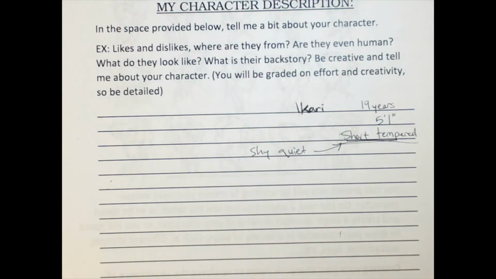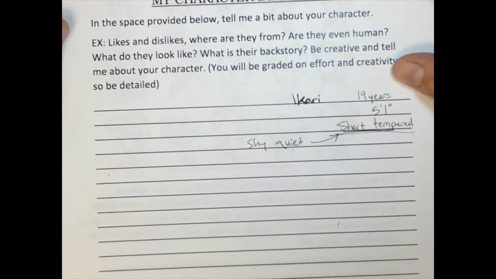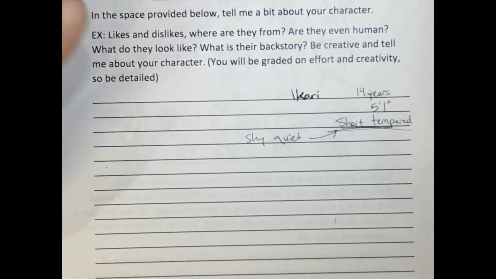So to start, my character, her name is Ikari, and she's 19 years old. She's 5'1", so she is very tiny for 19 years old. And she's very shy and quiet the majority of the time, but she has the tendency to be very short-tempered as well.